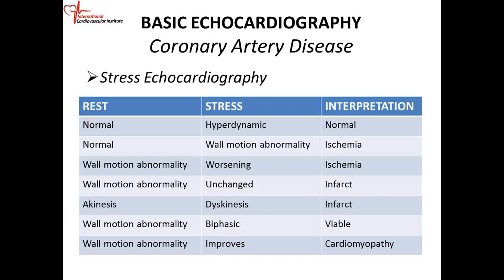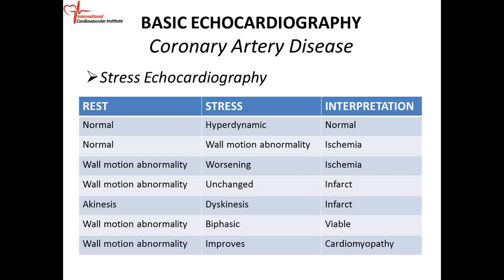So when you do a dobutamine stress echo, the beauty of a dobutamine stress echo is you can determine what we call viability. So we do a dobutamine stress echo if the patient cannot exercise for whatever reason. If the patient has, say, a problem with the lower extremity, amputation, spinal stenosis, they can't walk for whatever reason, you can do a chemical stress echo, and that's a dobutamine.